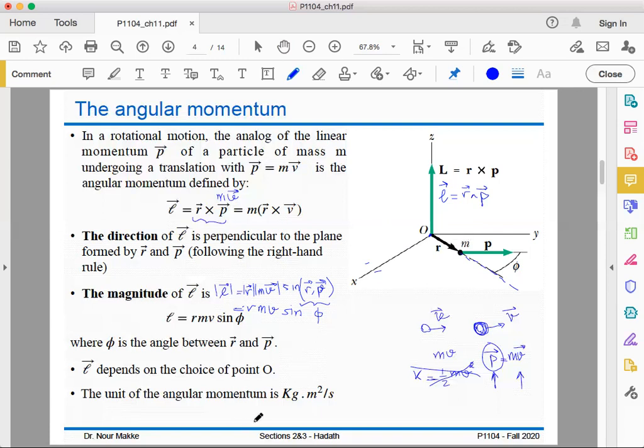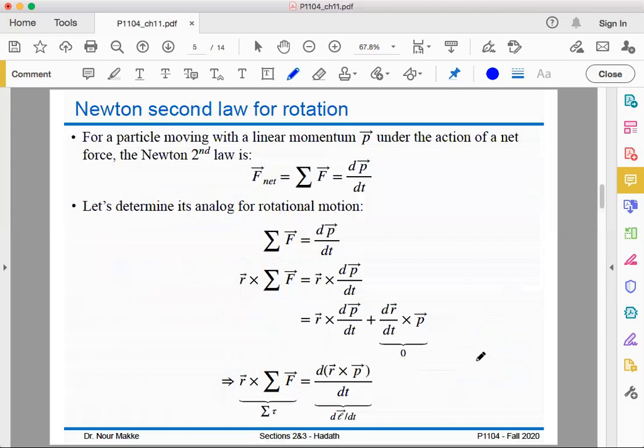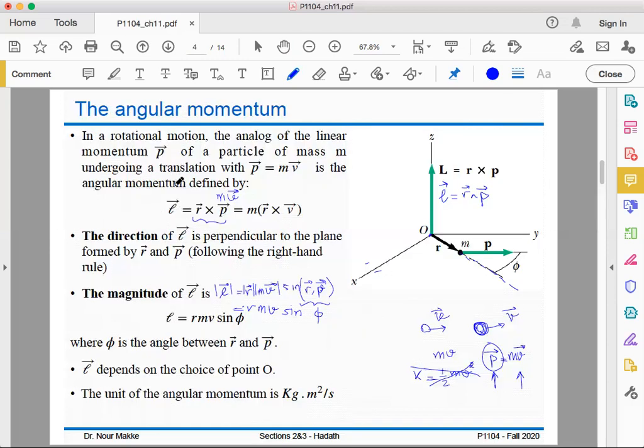Well, the unit of the angular momentum is kilogram meter squared per second. So in this spirit, we can define the angular momentum, which is the counterpart of the linear momentum in rotation. It is the equivalent of the linear momentum P when the particle is moving on a circular path or rotating about a fixed point. Now, can we derive a Newton's second law for rotation using this definition of the angular momentum?